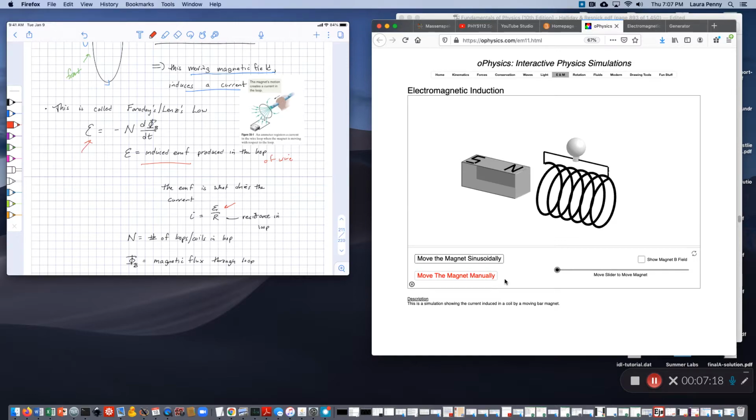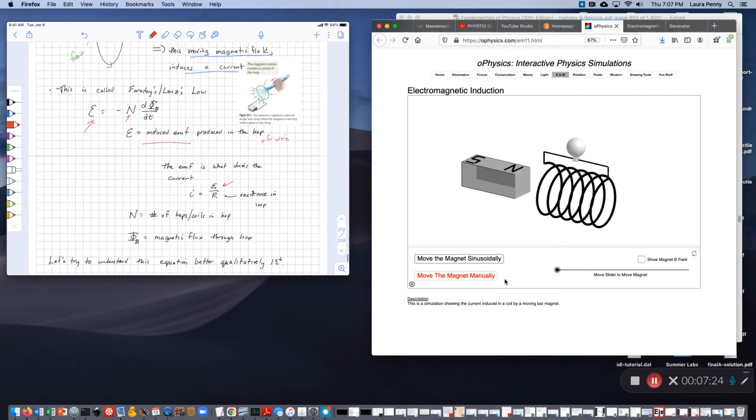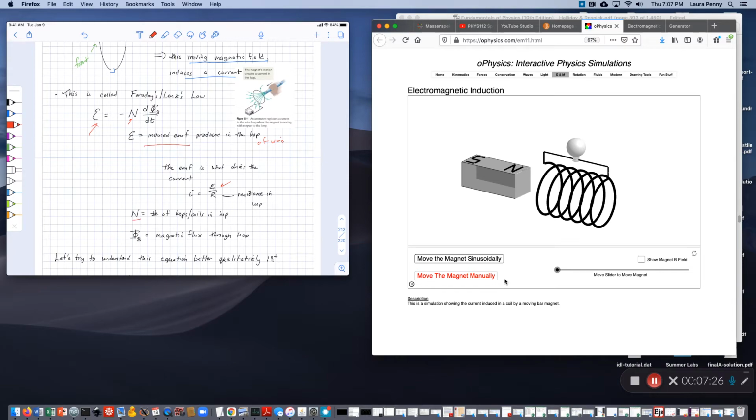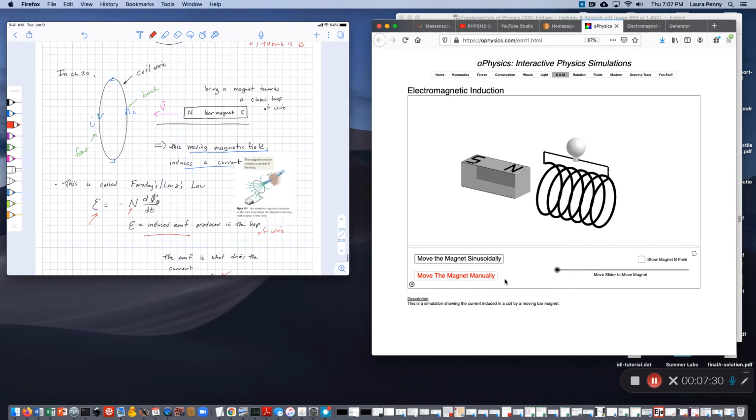big current. On the other side of the equation, there's a capital N over here, which just says it's the number of times you loop the wire around. So if you just have one loop of wire here in this picture, it's just equal to 1. In my simulation over here, they have 6 loops of wire.